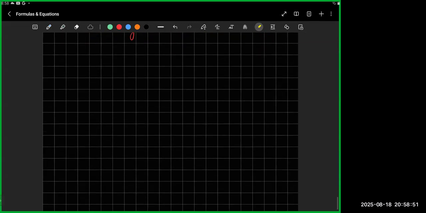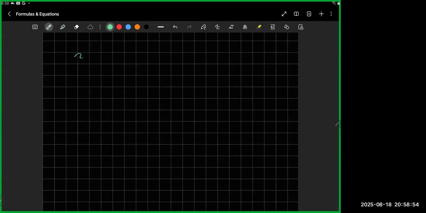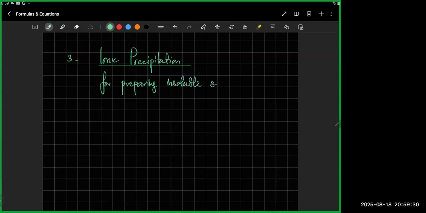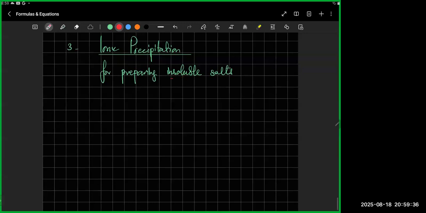So now the next thing that we're going to do is the third method of preparation of salts, and that's ionic precipitation, or simply, you call it precipitation. That's your third method. What happens in ionic precipitation is, this is for preparing insoluble salts. And this is the only way of preparing insoluble salts.